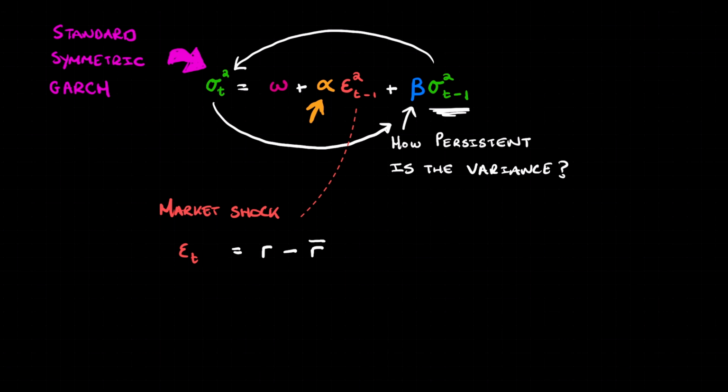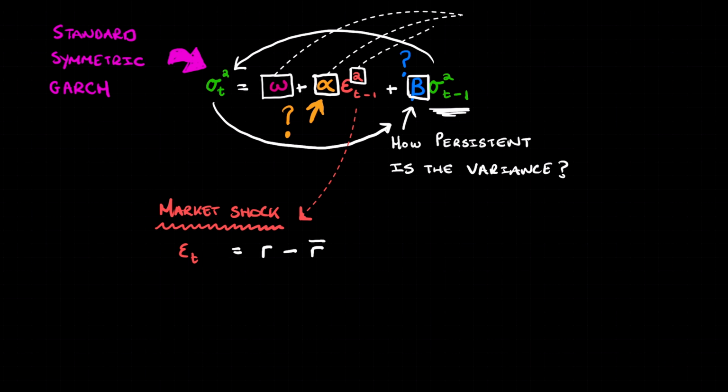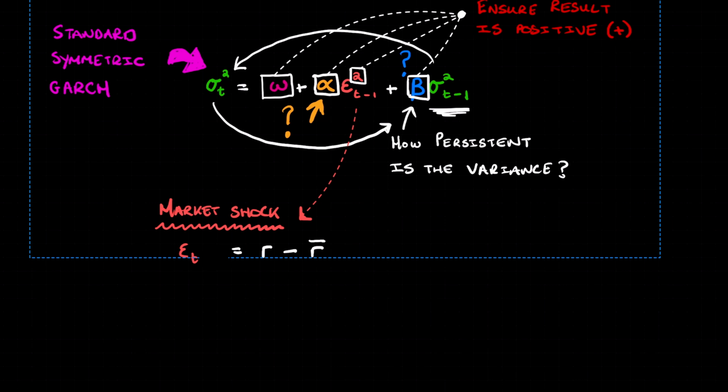So really what we're trying to do is figure out how long market shocks persist in our model, and also how the variance persists as well. So how does the volatility behave? Is it highly persistent? Does it stick around, or does it go away quite quickly? And if you think about it, we really need our variance to stay positive. We can't have a negative variance. So these coefficients over here and this omega, this fixed value, are going to need to be positive numbers. And so we're going to force them to be positive numbers in our modeling as well.